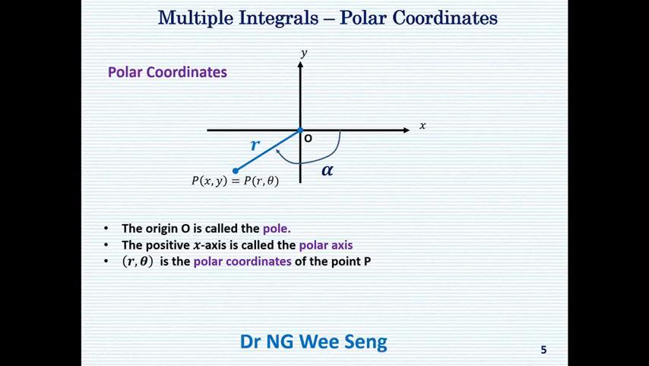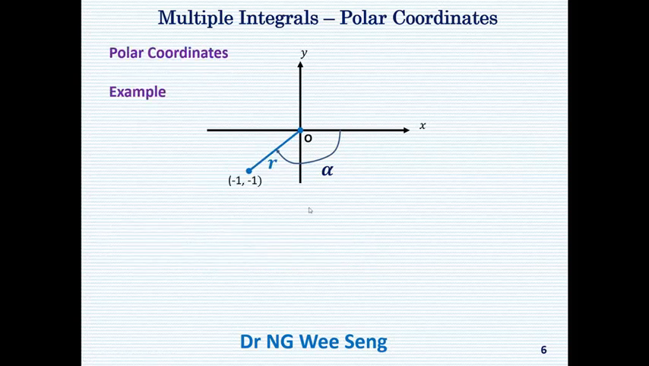There is some more jargon to learn. In the polar coordinate system, the origin is sometimes known as the pole. The positive x-axis is called the polar axis. And as we already know, r theta will be known as the polar coordinates of the point P.